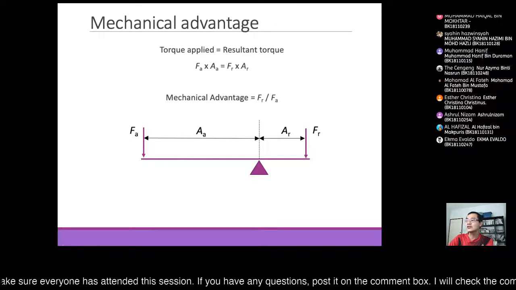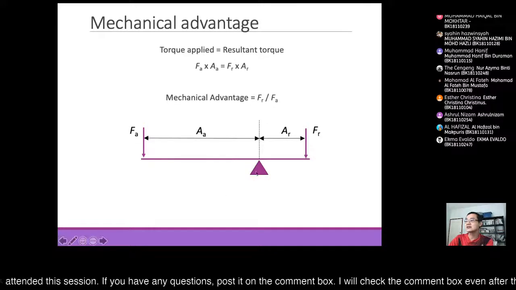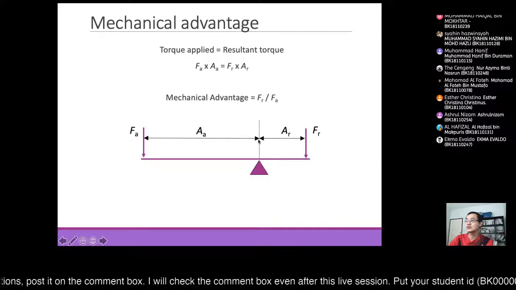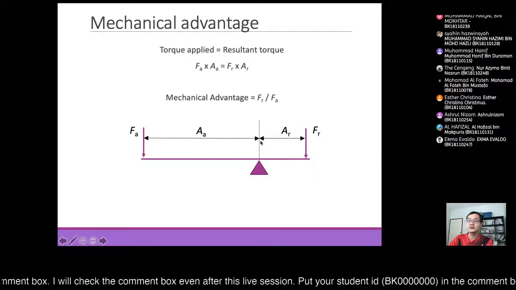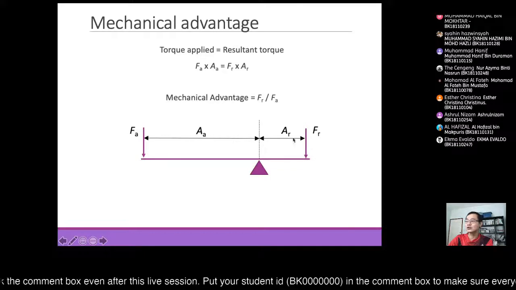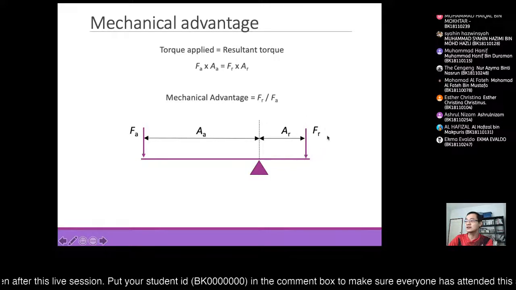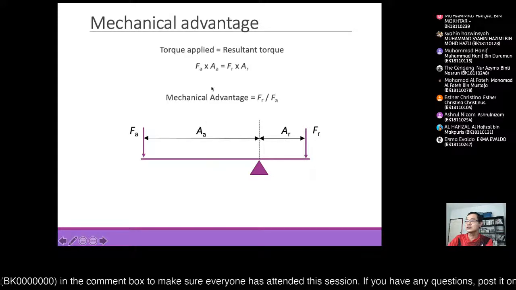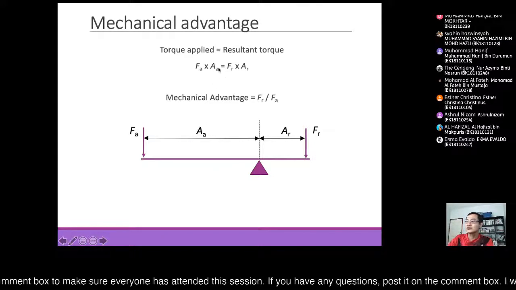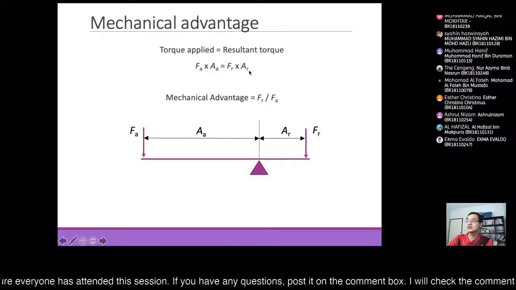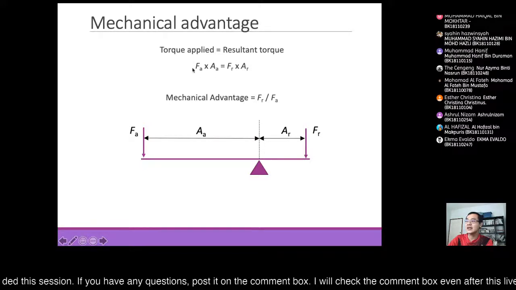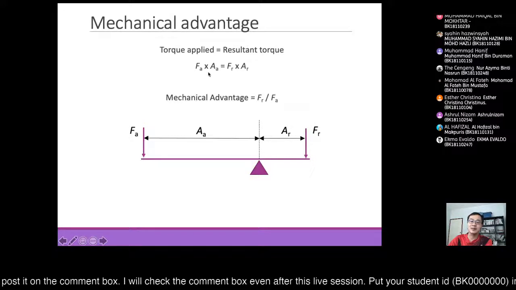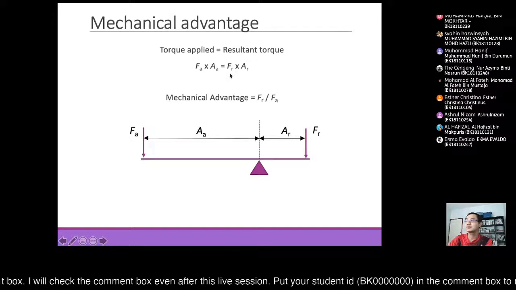For this lever case, let's say this is a class 1 lever, where you have a fulcrum at the middle, so we just measure the distance from the fulcrum to your load. So you have the resultant load and the distance as well here. So it's corresponding, so we will have this equation such that the moment at one side should be equal to the other. Therefore we have FA multiplied by AA equals FR multiplied by AR.